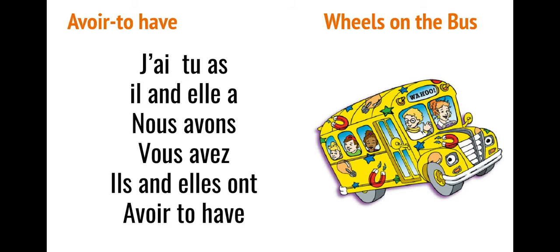Bien, alors, what does j'ai mean? I have, good. Tu as? You have. Il a or elle a? He has or tongue twister. He has or she has. Nous avons. We have. Vous avez. Y'all have. Ils ont or elles ont. They have.